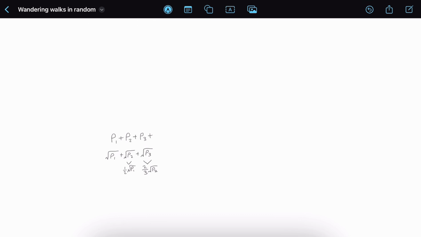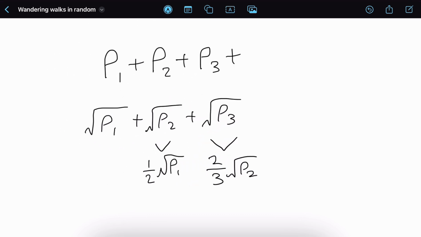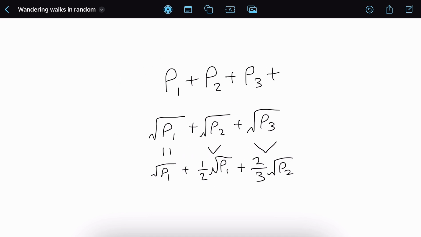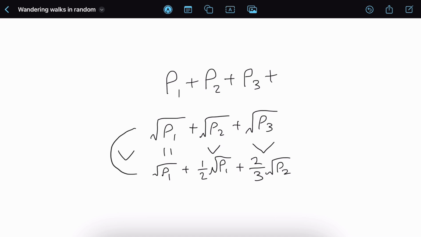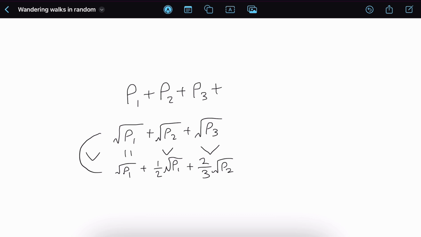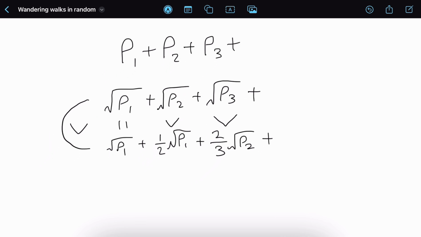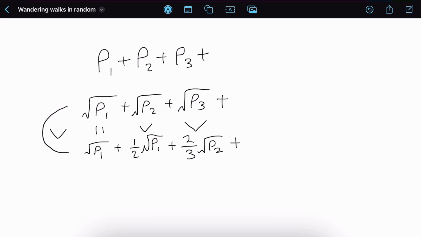And this is equal to p sub 1. Then we can just add this together, and we see that the top is greater than the bottom, since everything except square root of p sub 1 is greater than the bottom. And we can continue this pattern.